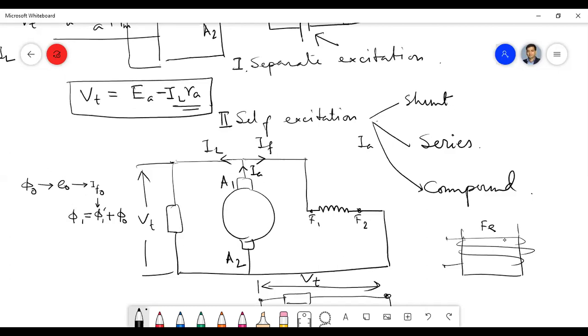It is only possible in case of shunt excitation in the open circuit condition. And for series excitation, it is only possible in case of loaded condition. For open circuit condition, this voltage buildup is not possible for series generators.